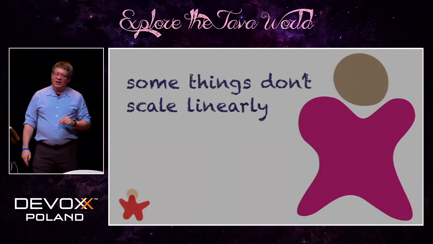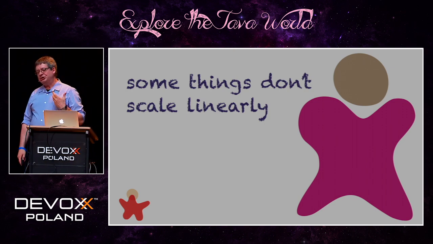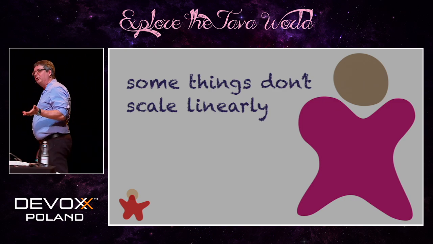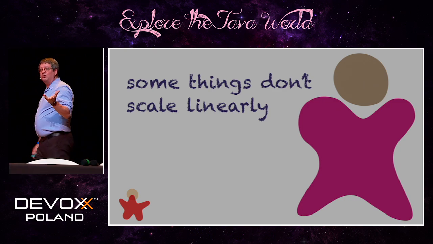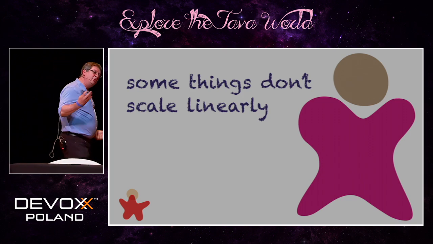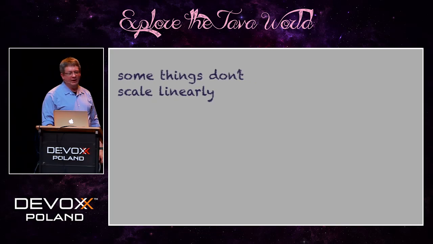Another problem we realize is that some things just don't scale linearly. And what's tricky about this is that some things do. Your IDE, for example, is a good example of a tool that just scales forever because it works well with 100 lines of code and it works well with 1,000,000 lines of code. But some things don't scale linearly like that.